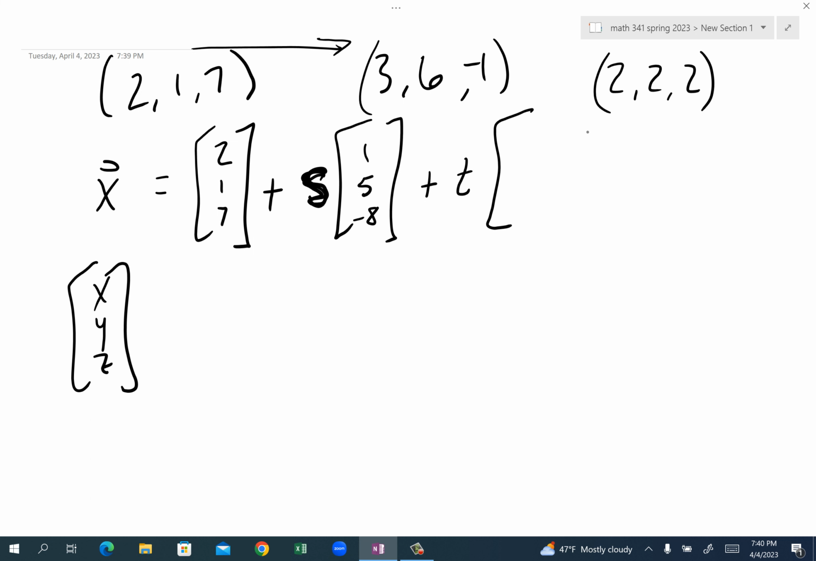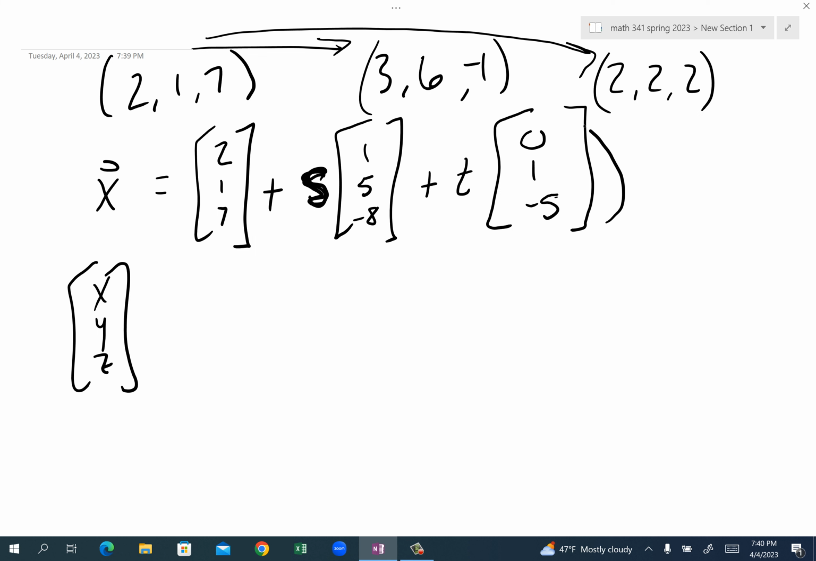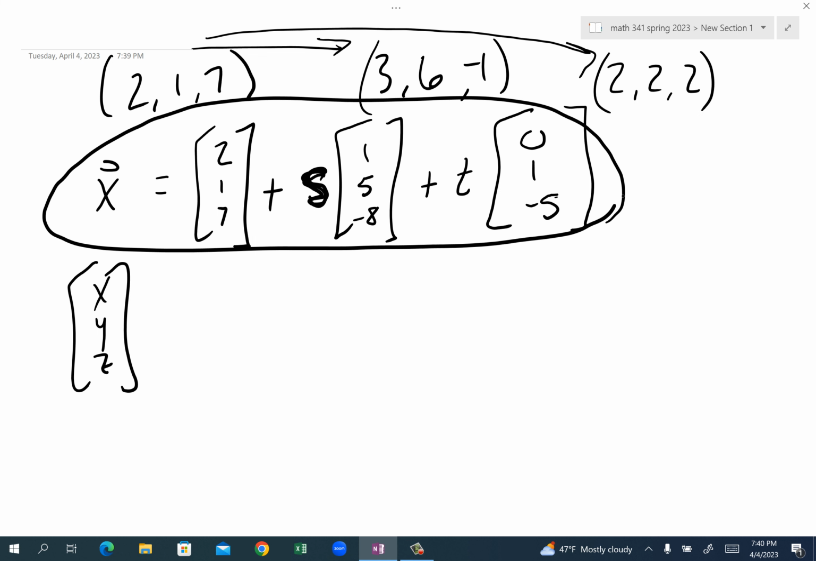And for hypothetical purposes, let's say that my v vector is from there to there. I went 2 to 2 is 0. 1 to 2 is 1. 7 to 2 is -5. This right here is my parameterized equation for the plane. And if I said, well, let's let s equal 1 and let's let t equal -1.